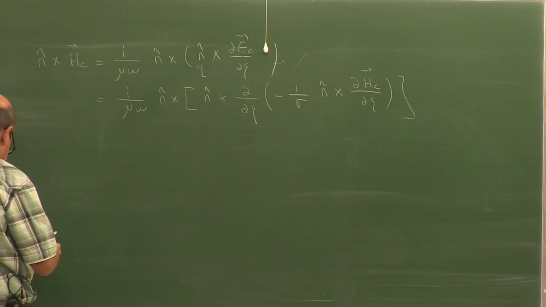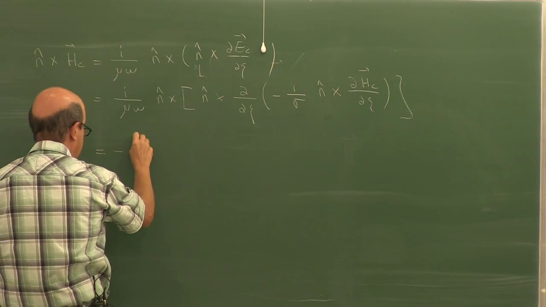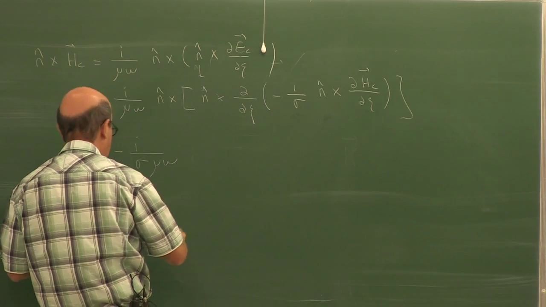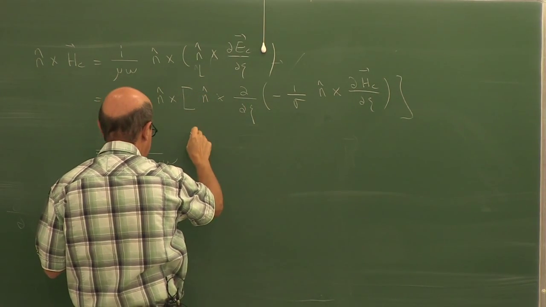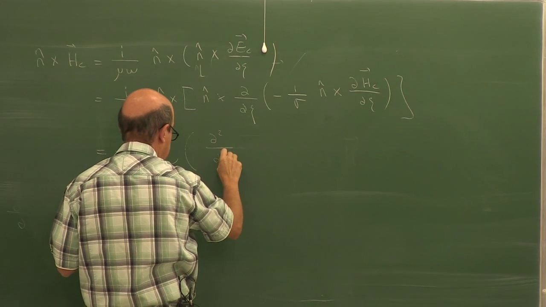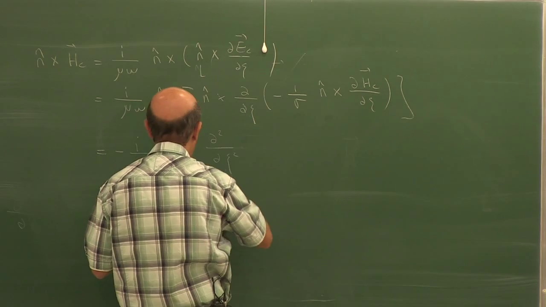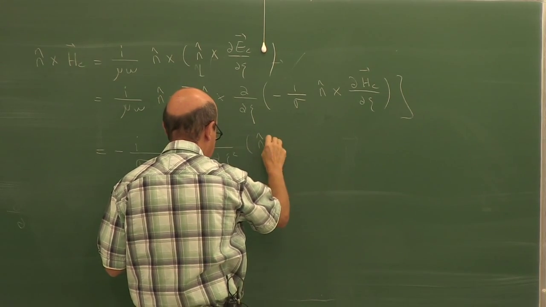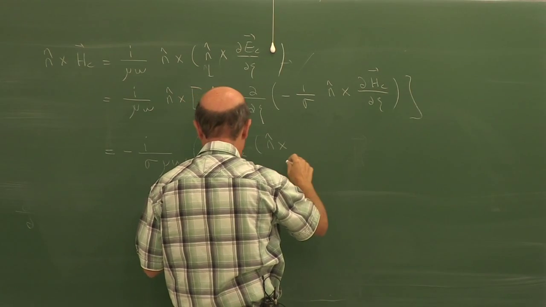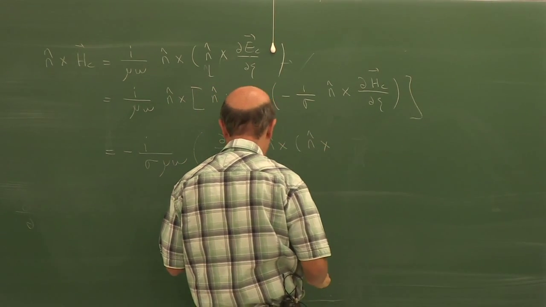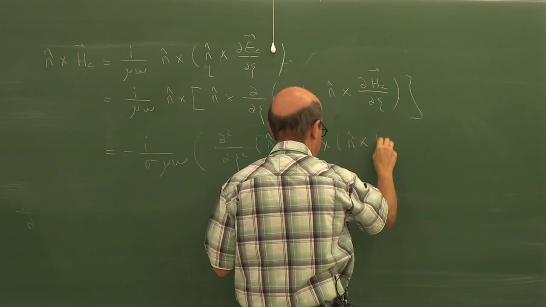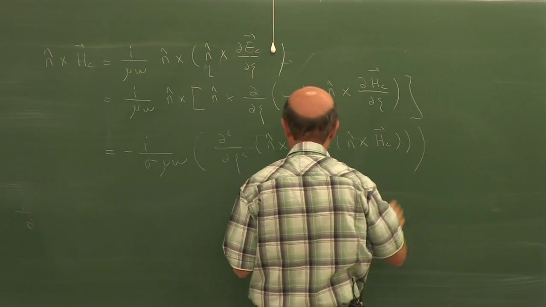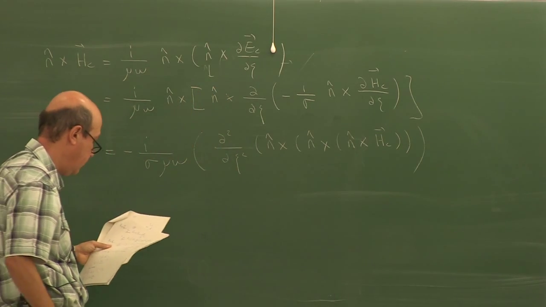So collecting the things, you will obtain minus i over conductivity, mu, frequency, and that becomes del over del square of Xi, and you have triple cross products: n cross the first one, n cross the second one, and n cross the third one, H. Close this one, close the other one, these two close, and close the bigger one. So you have a triple cross product here.